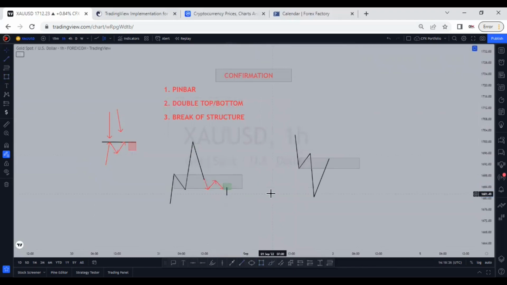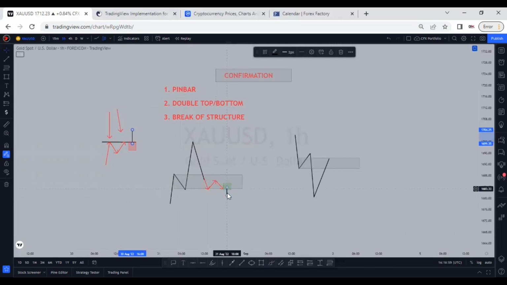Guys, the wick is so important. If you do not have the wick, it doesn't qualify as a pin bar, and you do not need to take the trade. You need to see the wick. It is even better when the wick is longer. So these are the double tops and double bottoms. The next thing is break of structure.